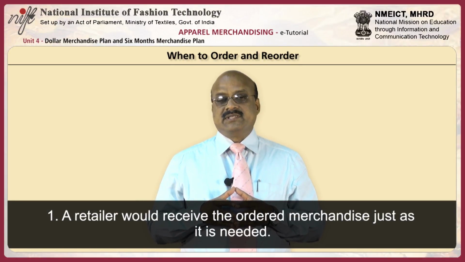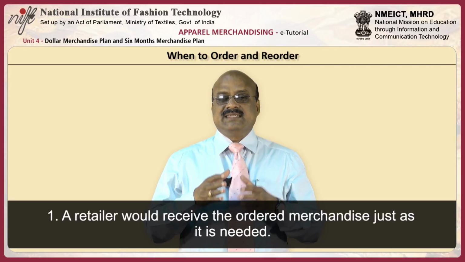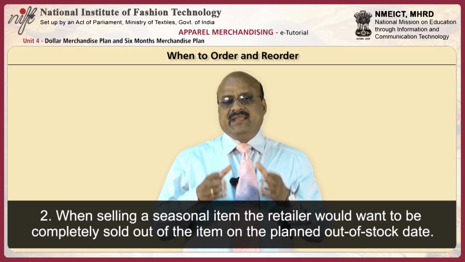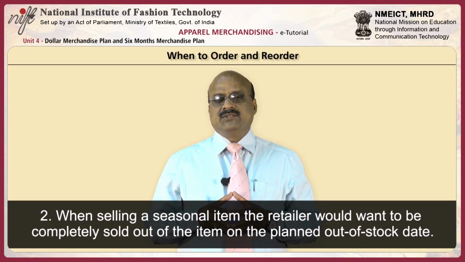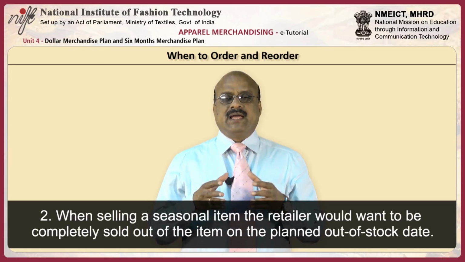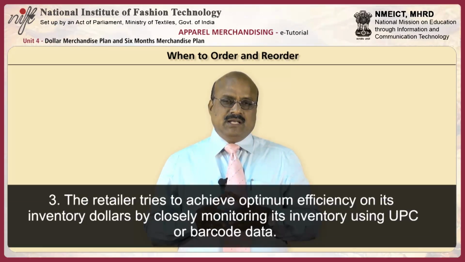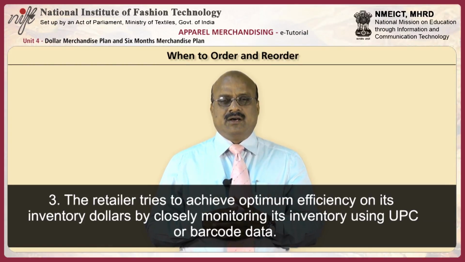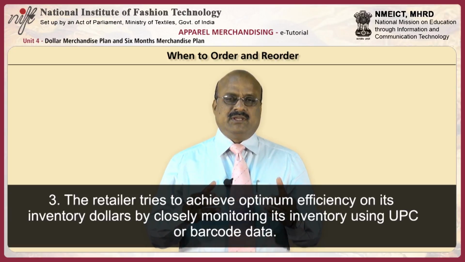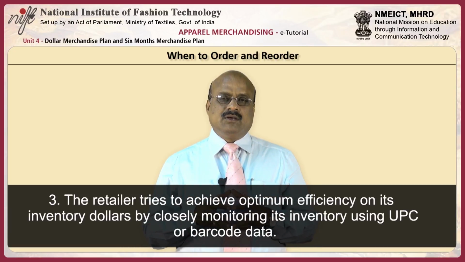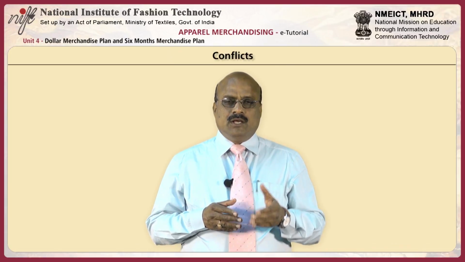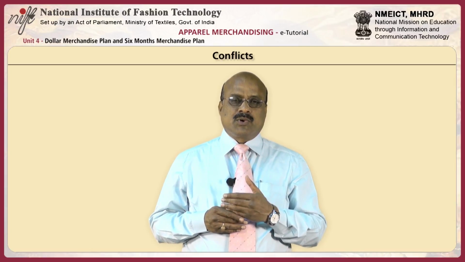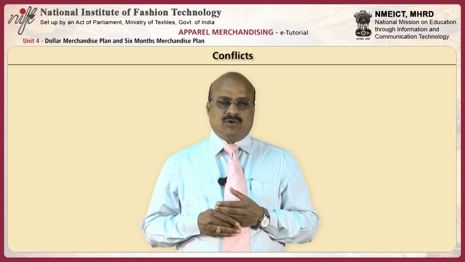Ideally, a retailer would receive the ordered merchandise just as it is needed. When selling a seasonal item, the retailer would want to be completely sold out of the item on the planned out of stock date. A retailer tries to achieve optimal efficiency on its inventory dollars by closely monitoring its inventory using UPC or barcode data. Due to conflicts, unit stock planning is an exercise in compromise because everything cannot be stocked.